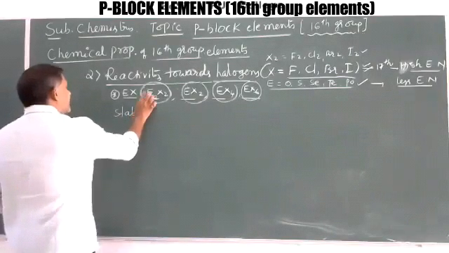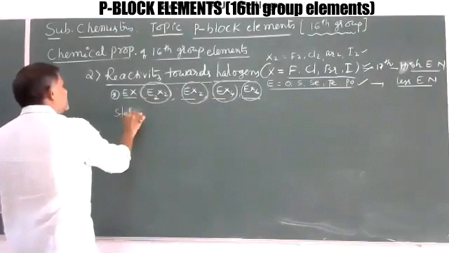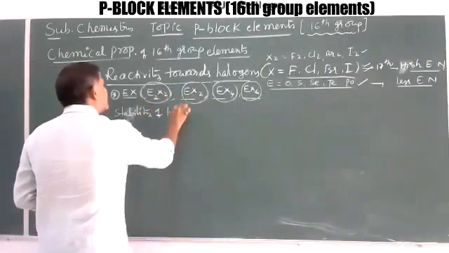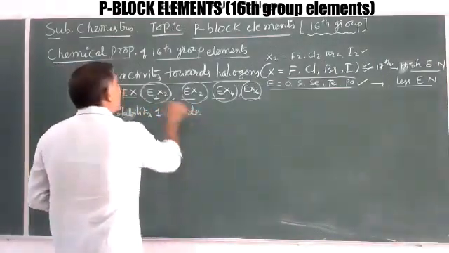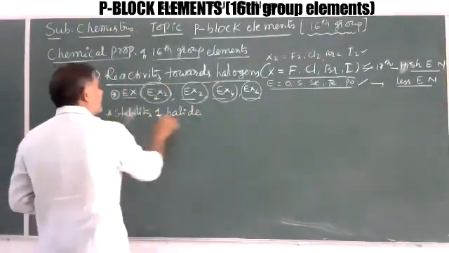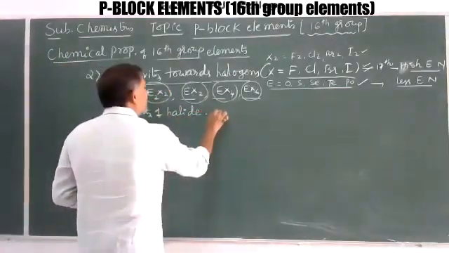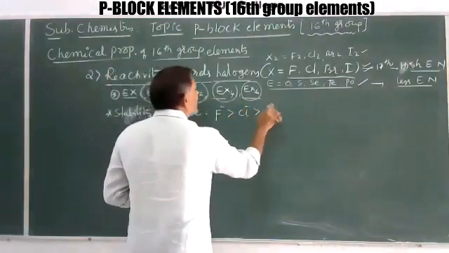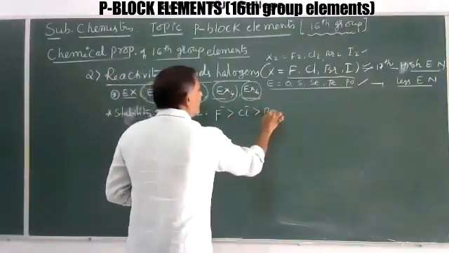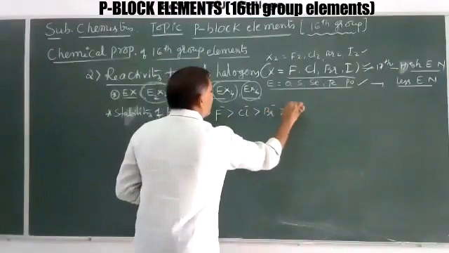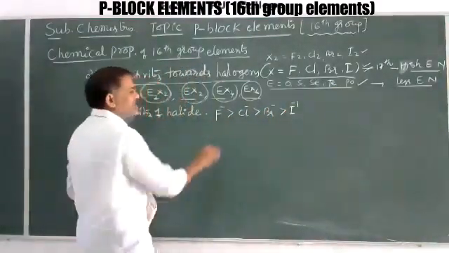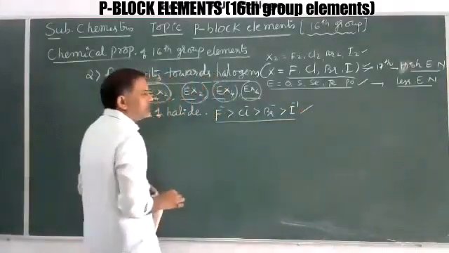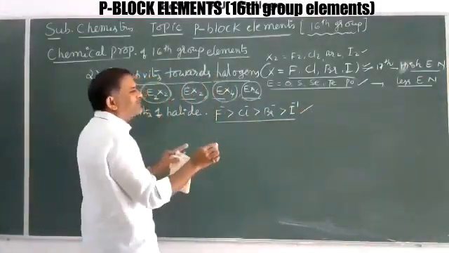On the basis of these chemical reactivities and electronegativity characters, here is the stability of halides. The stabilities of 16th group halides are generally F minus greater than Cl minus, greater than Br minus, greater than I minus. This is very, very important. So which halide is more stable?